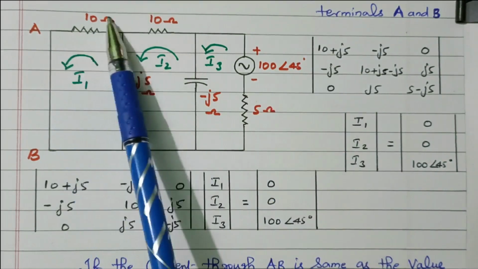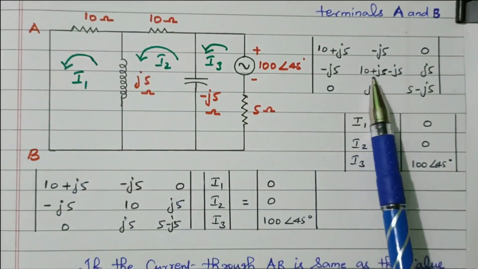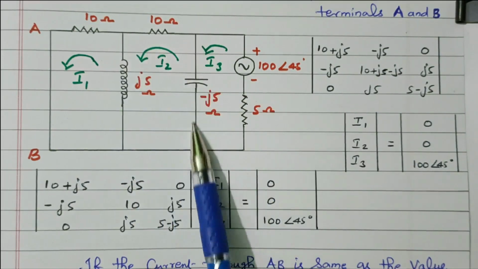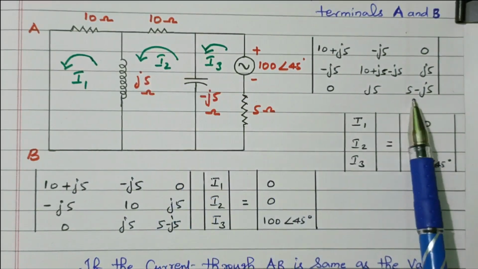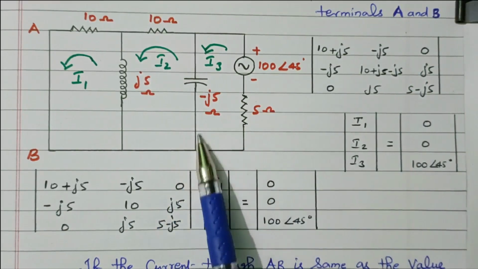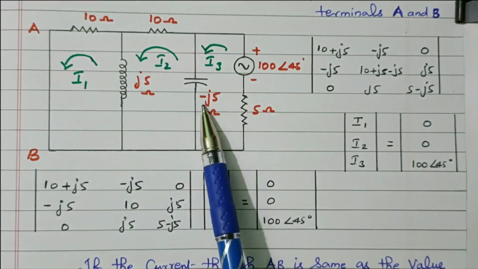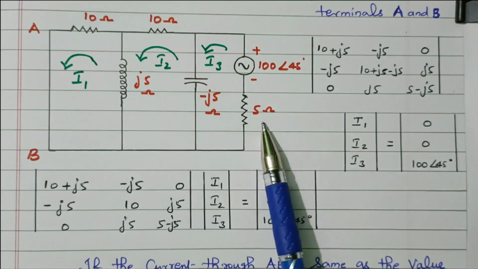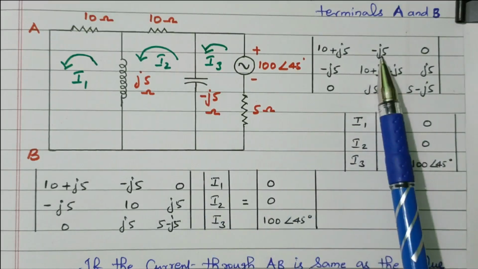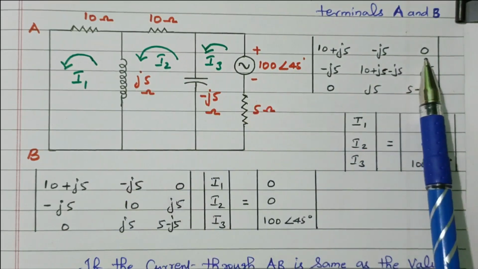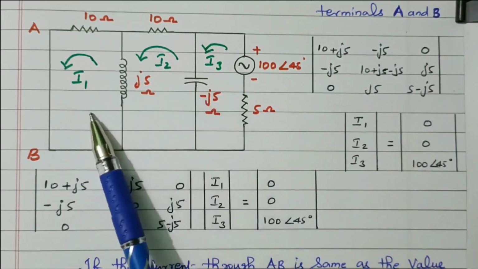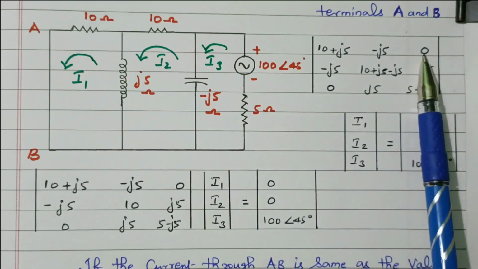R11 means the total resistance in loop 1. R22, the total resistance in the second loop: J5 plus J5 minus J5. This is R33, the total resistance in the third loop: minus J5 plus 5, 5 minus J5. This is R12, the resistance available between loops 1 and 2. This is R13, the resistance available between loops 1 and 3. There is no connection, so it is 0.